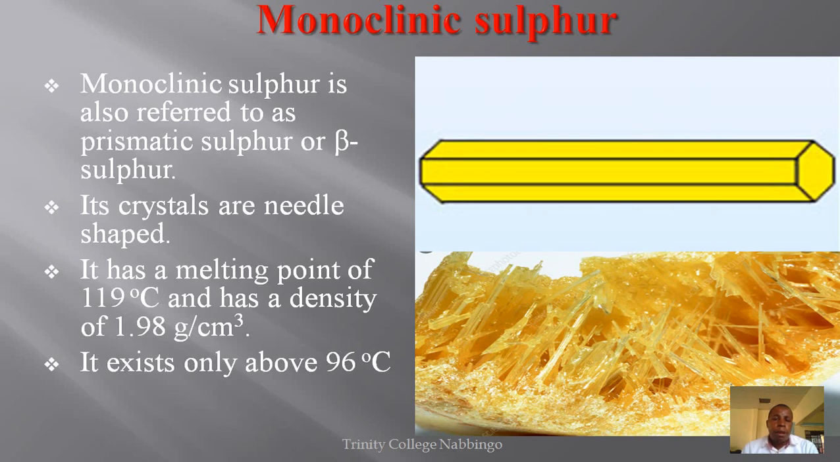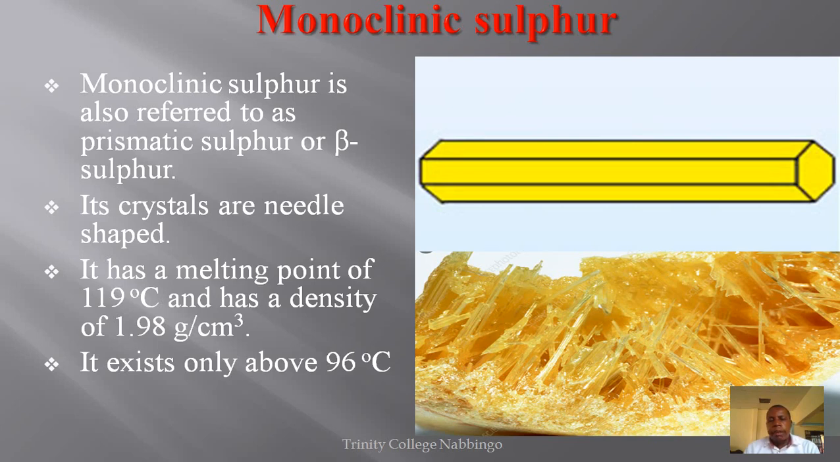This one is also known as prismatic sulfur, like you can see its appearance. It is needle shaped, like you can see in the lower picture. It has a melting point of 119 degrees Celsius. Remember, for rhombic it was 113. Its density is 1.98 grams per cubic centimeter. For the other one it was 2.06.